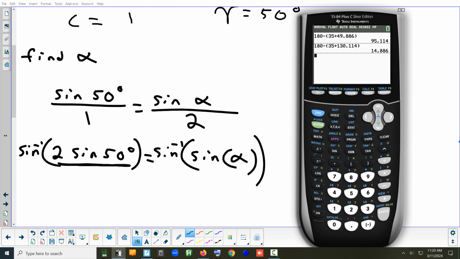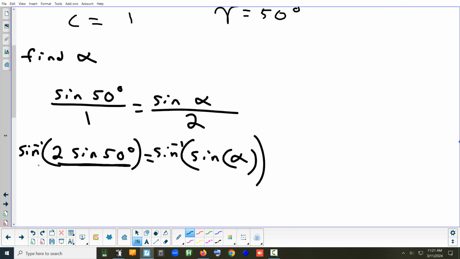So let's just see what 2 sine 50 is. 1.5. So now, what's going to happen when I try to take the inverse sine? Error. Right, we're going to get an error because you can't take the inverse sine of 1.5. So what that means is there is no solution for alpha. Okay, we can't find it.